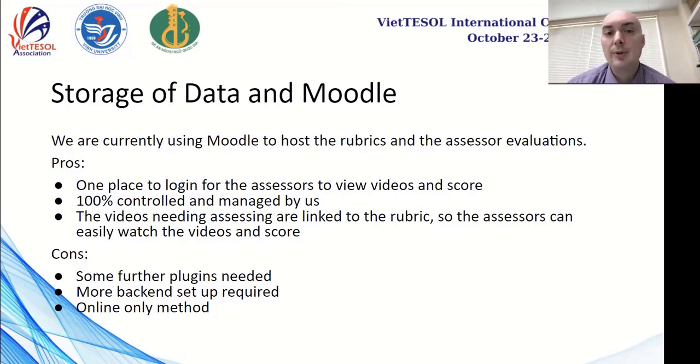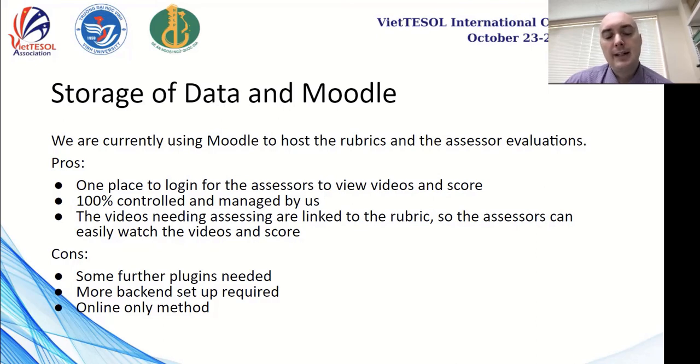They just log into Moodle, they go to the one course I've set up for them, and they just go through the different videos, watching the students, and they grade them on the fly. That's the nice thing about that. It's 100% controlled by us. So we don't have to worry about them having to log into some application that's not working right or whatnot. If there's any issues, we're able to handle it in-house.